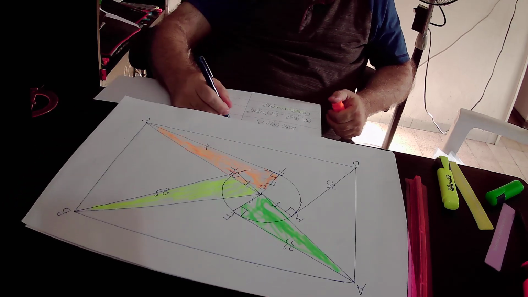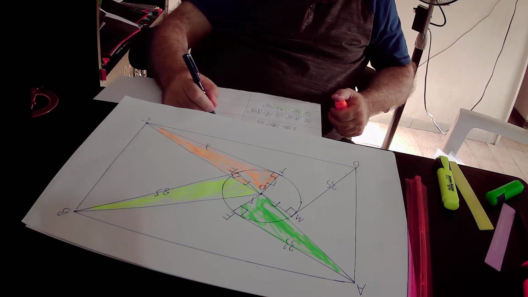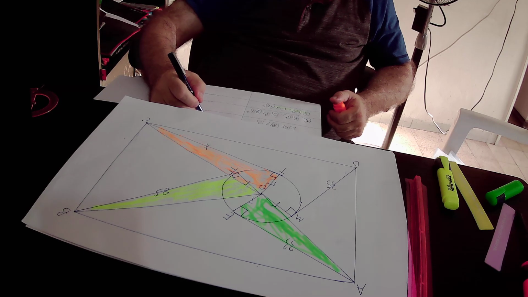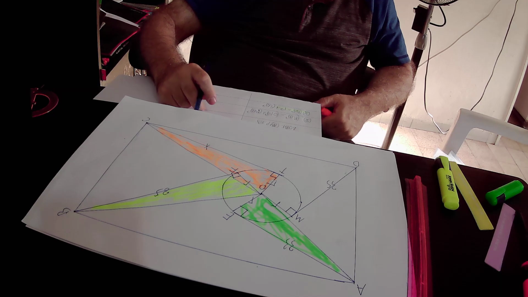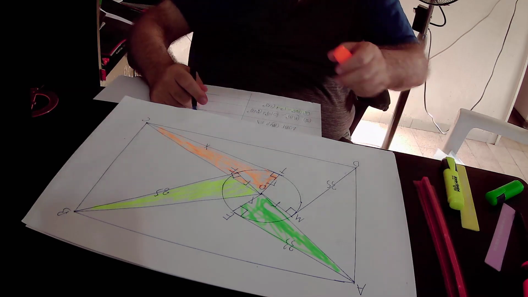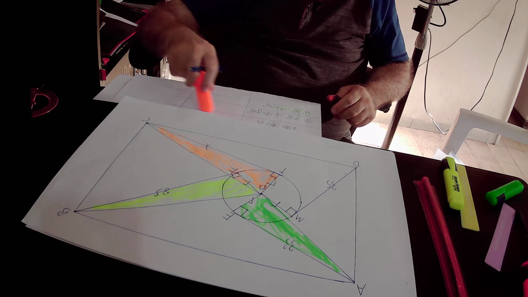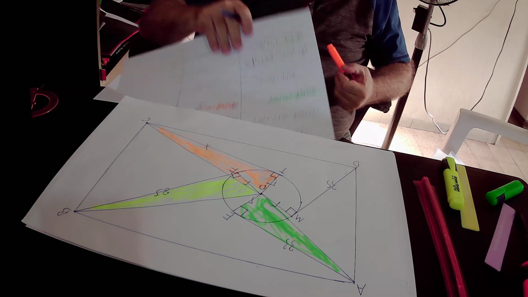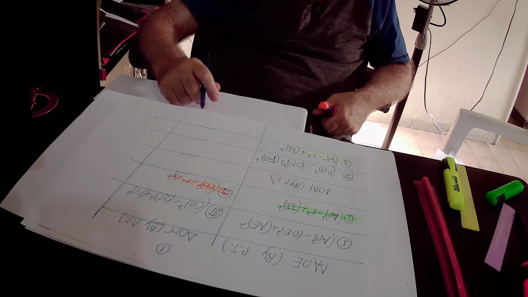So CO square equals OT square. OT equals R, therefore OT square is R square, plus TC square. TC equals X, that is the line segment that we are looking for, therefore TC square is X square. So in conclusion, according to equation number 3, CO square equals R square plus X square.